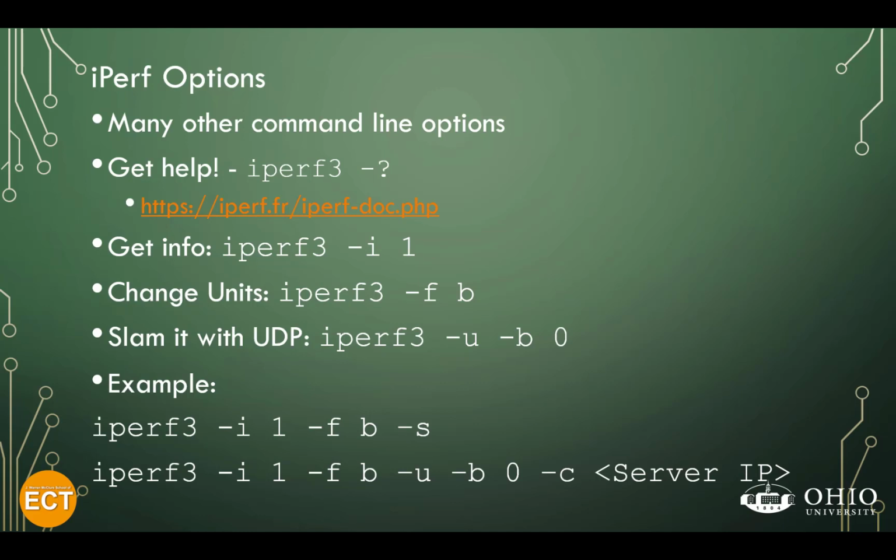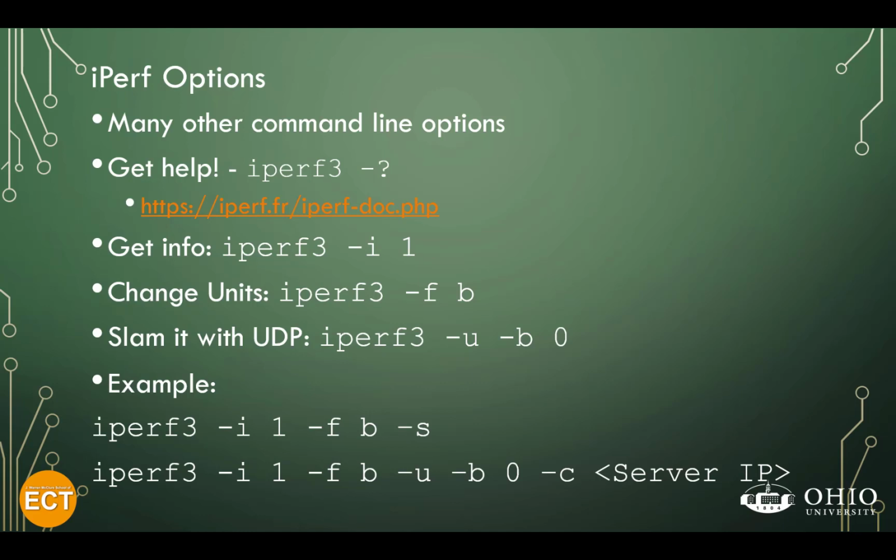Some of these get combined together. So don't think that I can only have a -i or only have a -f. That's not true. The examples at the bottom here show several great options. The first one here is a server that's set up for interval 1 and format of bits, and it's running a server. And the second one is a UDP connection that would throw UDP packets.